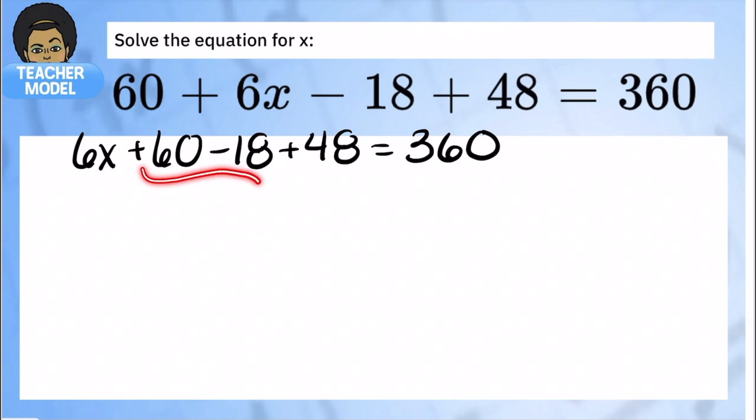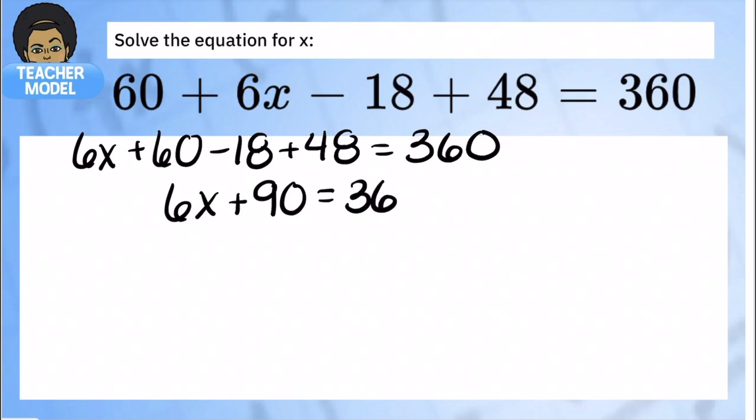So I'm going to take all of these over here and I can combine them together. 60 minus 18 is 42. 42 plus 48 is just going to be 90. So look at that. I'm just going to simplify this to 6x plus 90 is equal to 360. And boom, now this looks like a two-step equation just like in our last lesson. So even though there were tons of operations happening there, by just doing one simple step, combining, I've created a simpler problem to solve. Now we're going to use our inverse operation again.